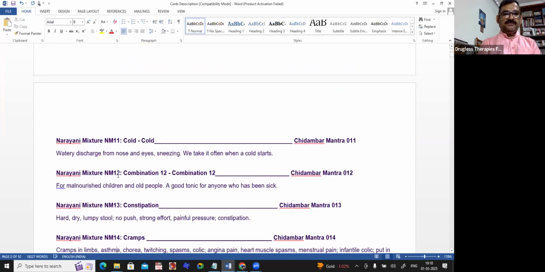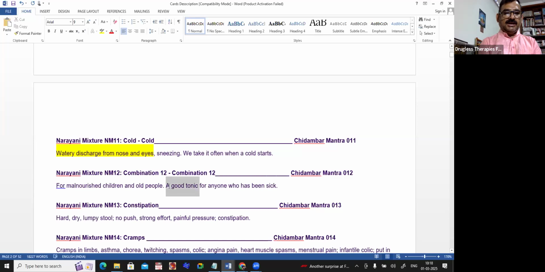Cold 6x is for watery discharge from the nose. It is another one for colds. When someone has got a cold, if you start immediately, it will stop that cold. Just as it begins, at that time you can use this cold 6x, NM11, and immediately it will solve that problem.